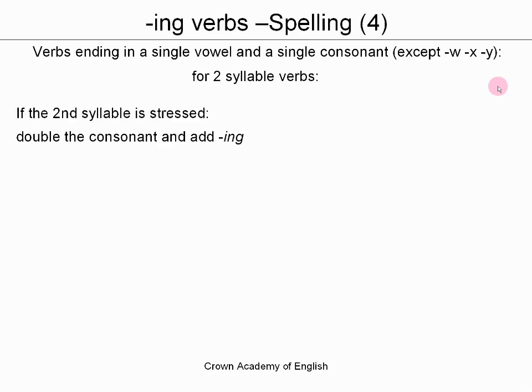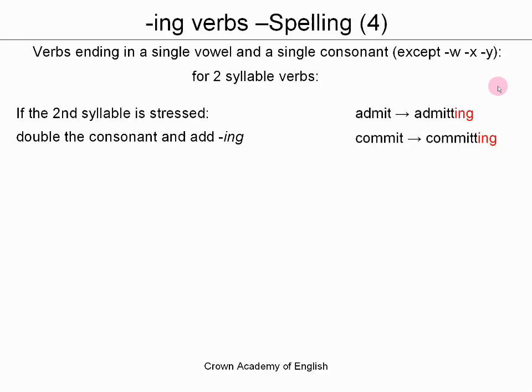If the second syllable is stressed. What do we mean by stressed? Well, if a syllable is stressed, then the sound of that syllable is stronger. So we hear that syllable longer than a syllable which is not stressed. So if the second syllable is stressed, we double the consonant and we add ing.